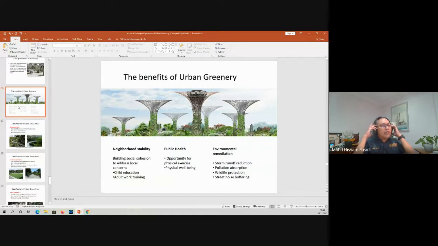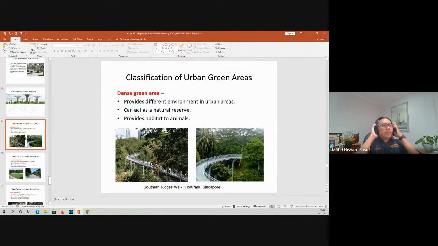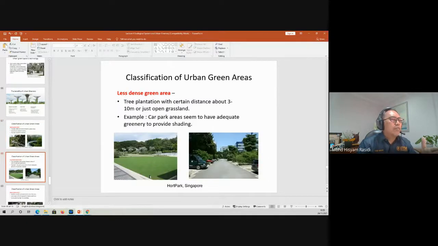Okay, in the ecological aspect, the benefits can be divided into three: neighborhood stability, public health, and also environmental remediation. In neighborhood stability, building social cohesion is very important, along with child education and adult work training. You can see the photo here, how the new development, the structure, can go inside the forest, inside the Cocos nucifera. Of course it has to be a light structure, you cannot build a heavy structure there. But it's very interesting when you start organizing it.